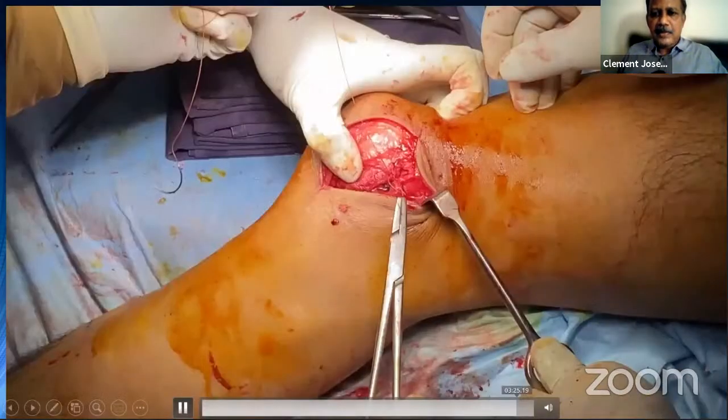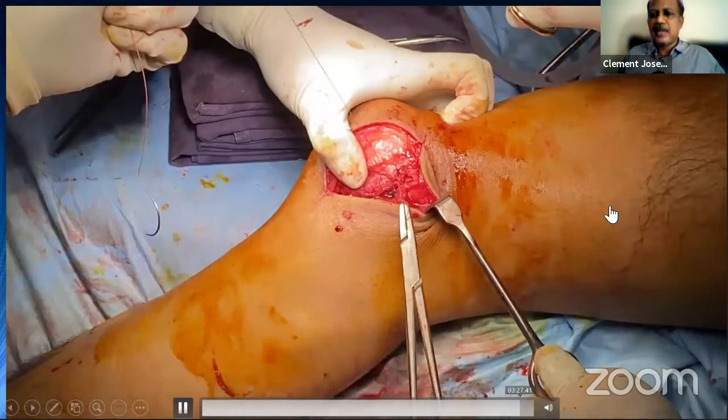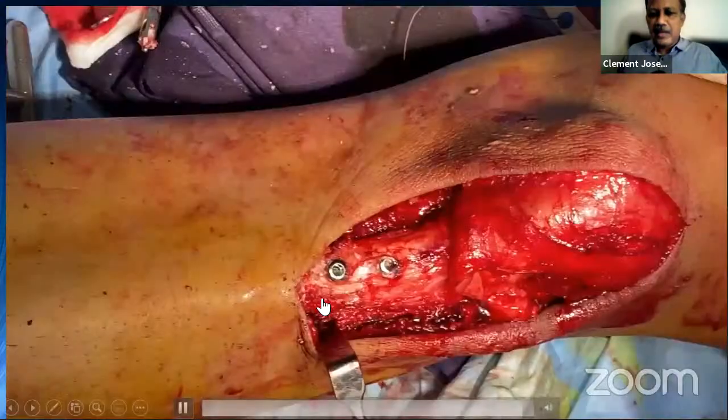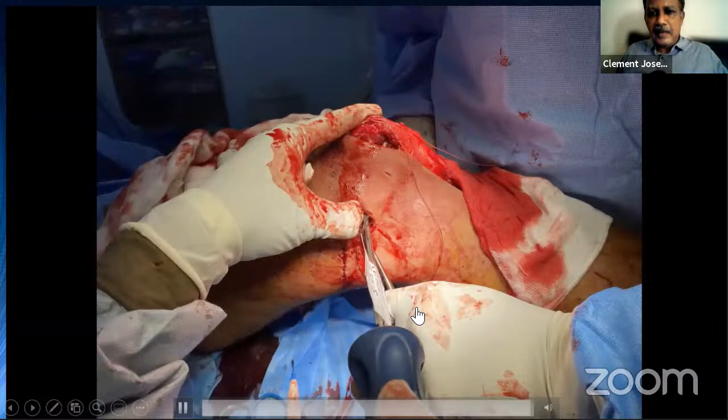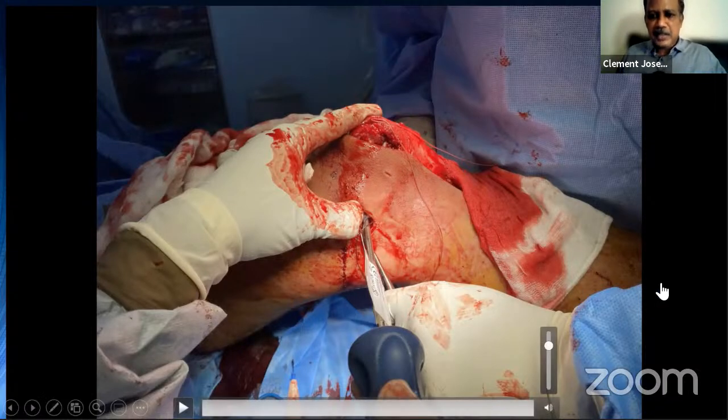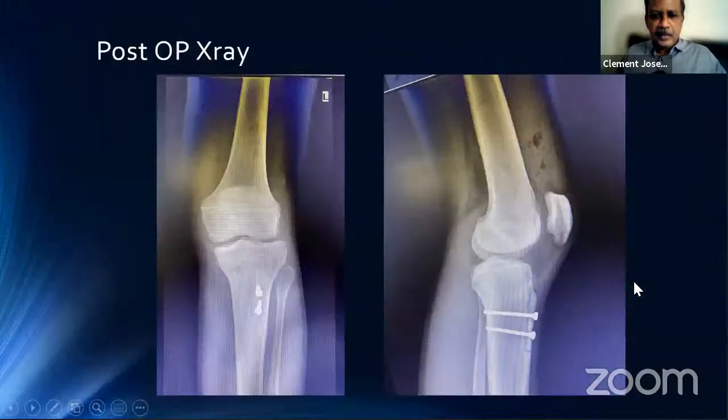So even after having done this, you can see a significant tilt was still there, and we went ahead and did a tibial tuberosity transfer as well. And then we did an MPFL reconstruction also, along with the VMO advancement in this patient, because he had this avulsion fracture which was excised, and the VMO was advanced. So this is a post-operative X-ray of the patient.